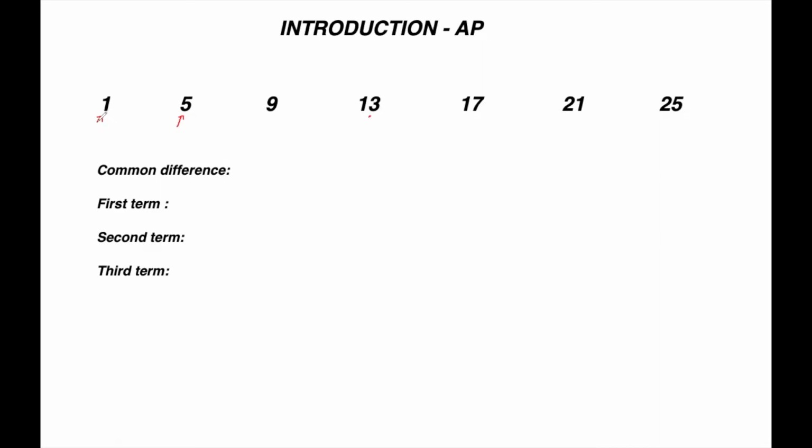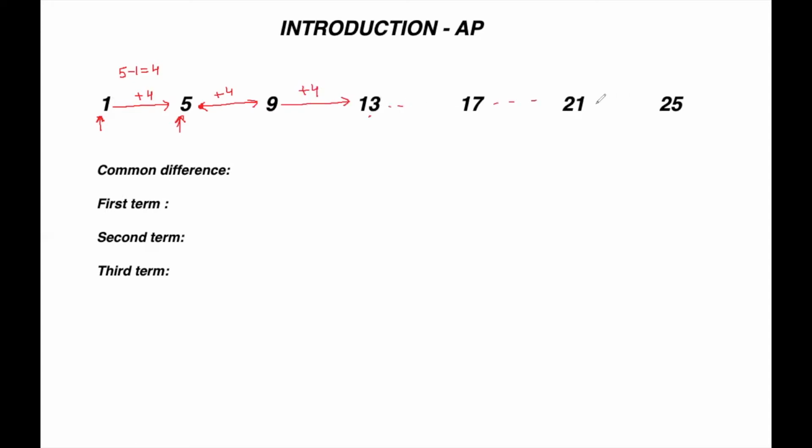Now, can you see some difference between both the terms, right? If we consider the first term and the second term, what is the difference? How can we find the difference? See, 5 minus 1 is equals to 4, right? So what I have done, I have added 4 to the first term to get to the second term. Similarly, I have added 4 to the second term to get to the third term, and I have added 4 to the third term to get to the fourth term, and so on.